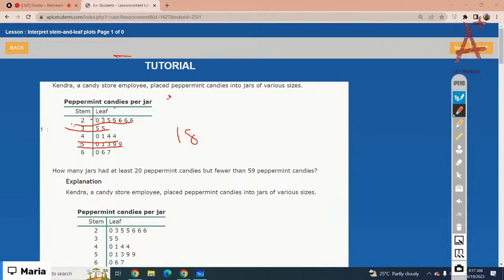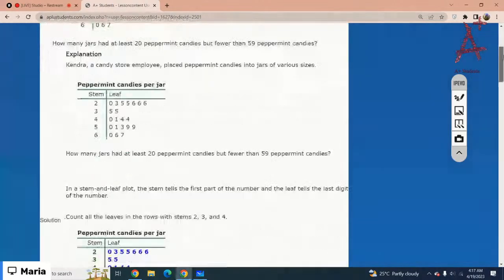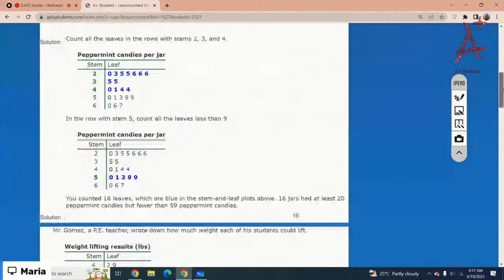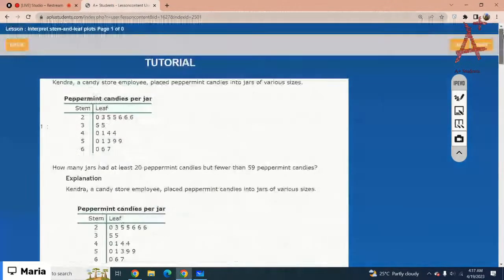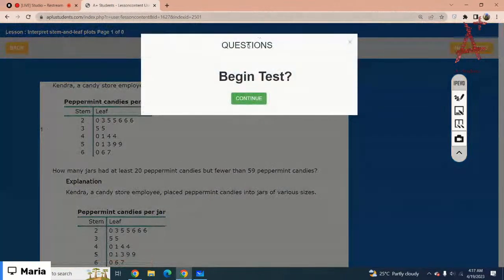So it would be 18. So the correct option is 18. Got it? Okay, let's just start with the test questions.